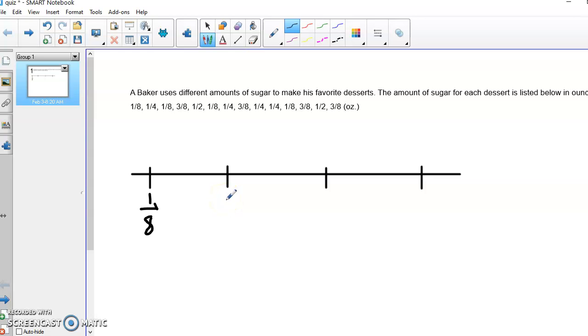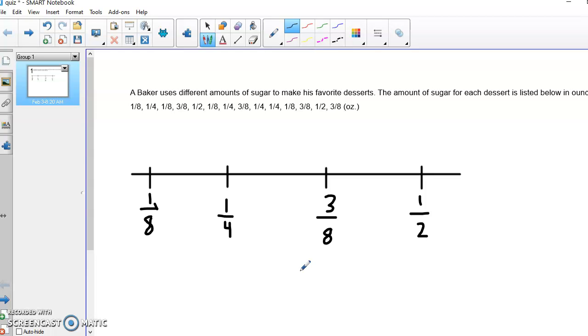Next, we have 1/4, which of course is equal to 2/8. And then we have 3/8. And the largest amount of sugar that's used in a dessert would be 1/2 of an ounce of sugar. So that is the largest. We'll put that on the right.